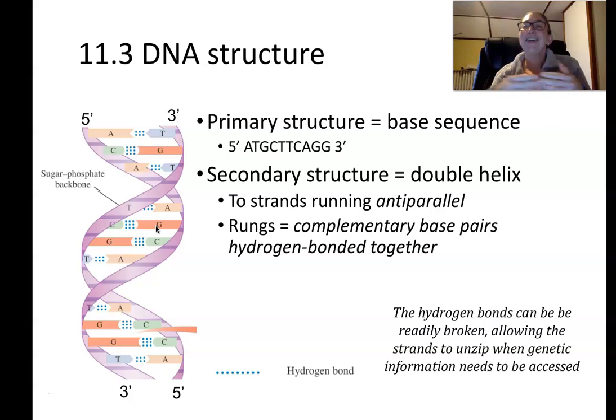So certain bases will only bond with certain other bases. And the bonds that hold them together are not really bonds. They are attractive forces that we call hydrogen bonds. Even though we call them bonds, they're really attractive forces.